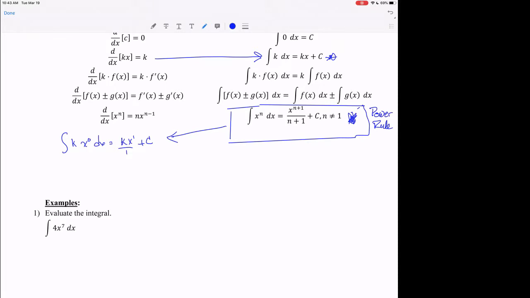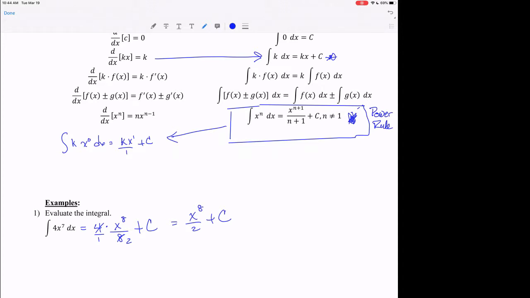All right, so let's look at this example right down here. The 4, again, is a tag-along. Just like in derivatives, a constant out in front is a tag-along. So all you're going to do is keep that tag-along. You add 1 to your exponent, so 7 plus 1 is 8, over your new exponent plus c. Now you do need to simplify this fraction. So your final answer will be x to the 8th over 2 plus c. That's it. You just add 1 to your exponent, divide by your new exponent, simplify your fractions. That's all you do.